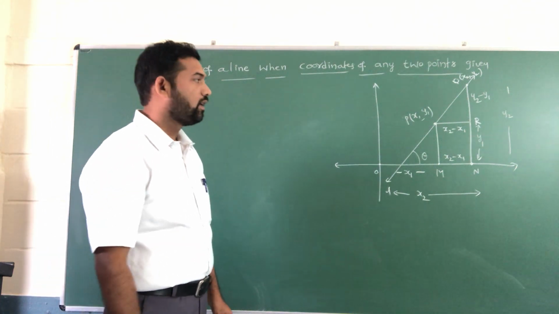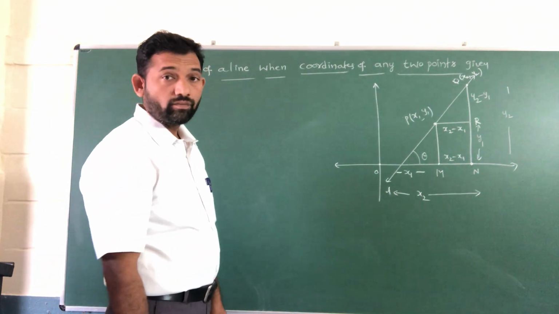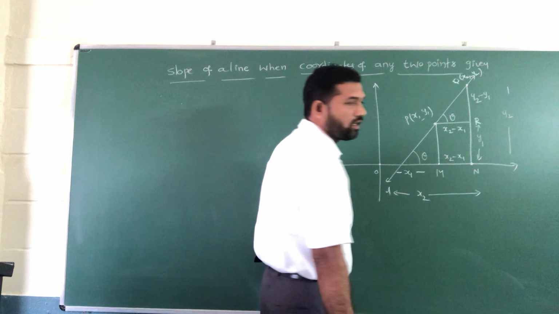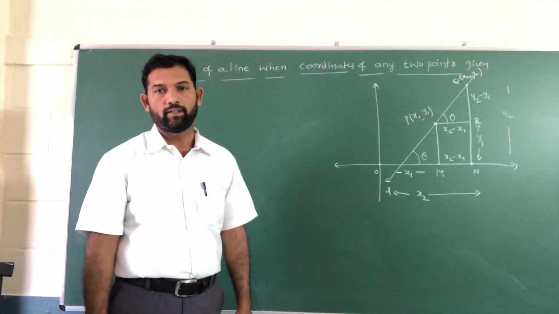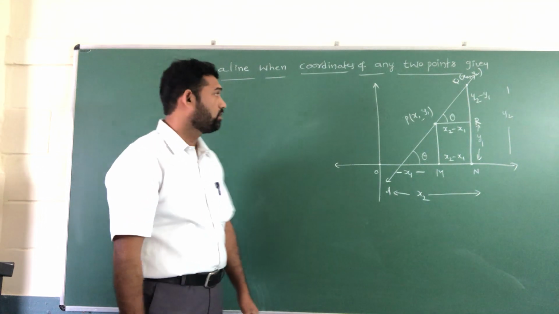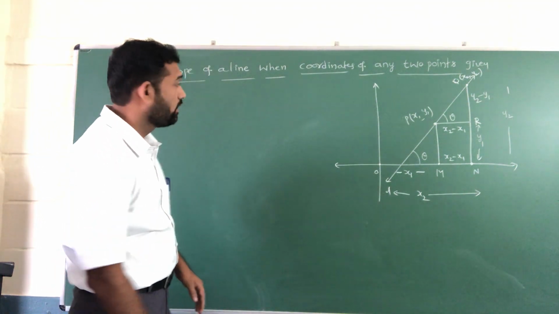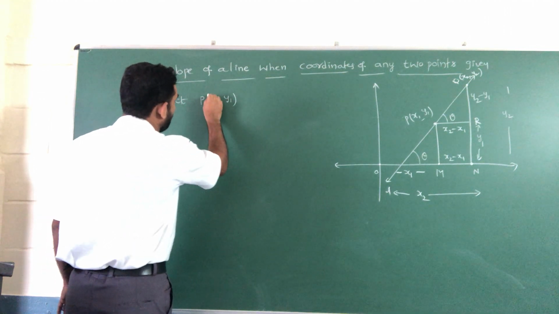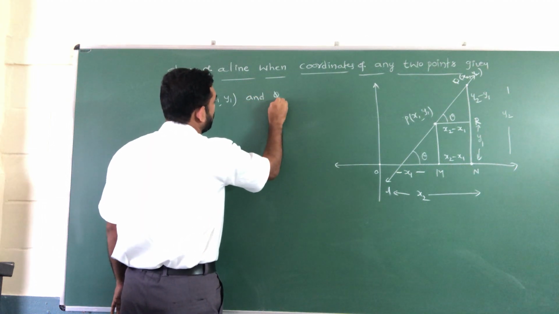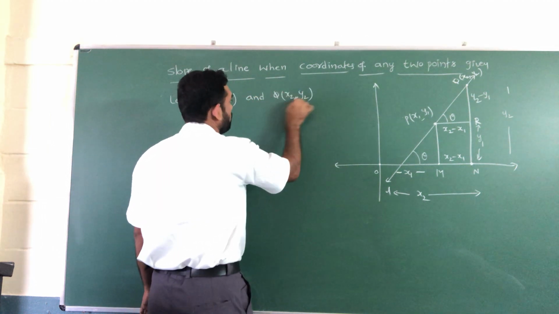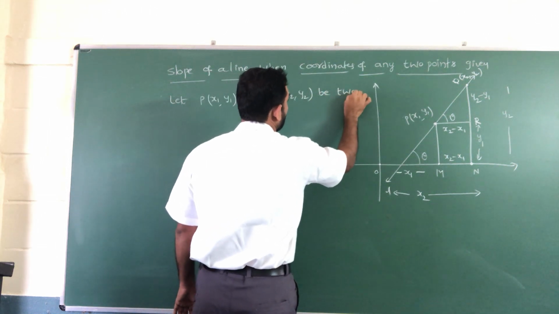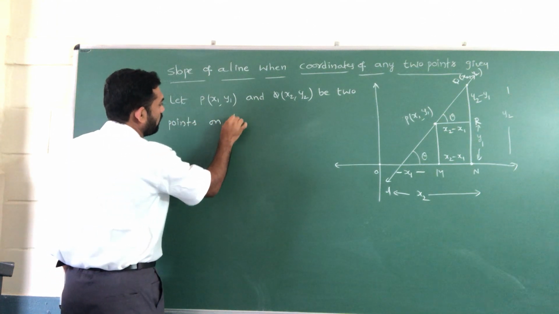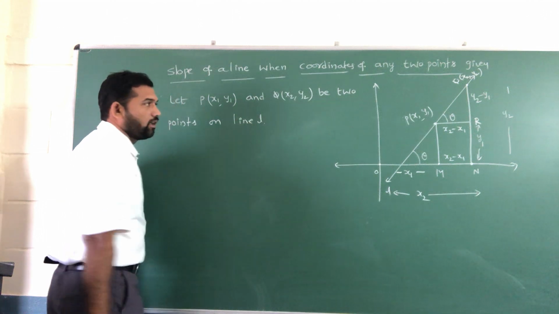Next, the angle made here is theta, so this is also theta. Both are alternate angles. So write this once again. Let P(x1, y1) and Q(x2, y2) be two points on line L.